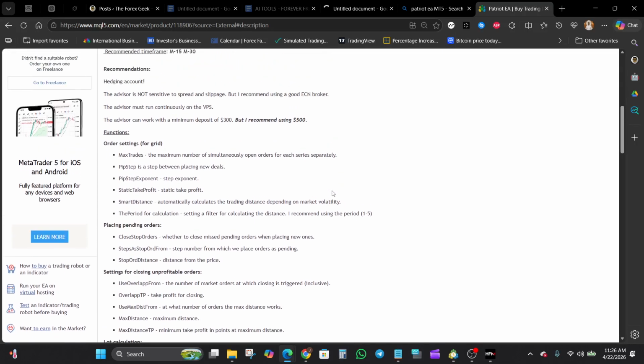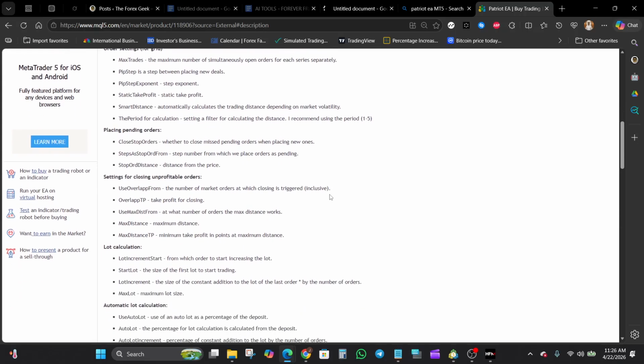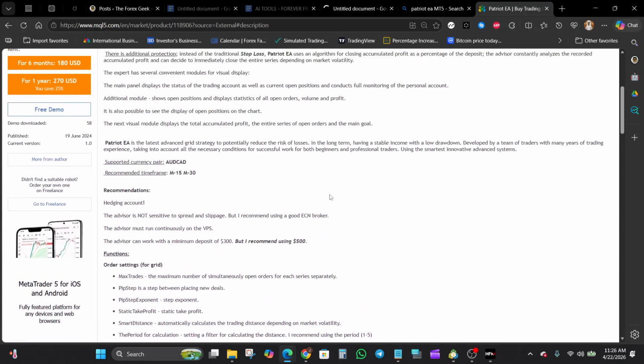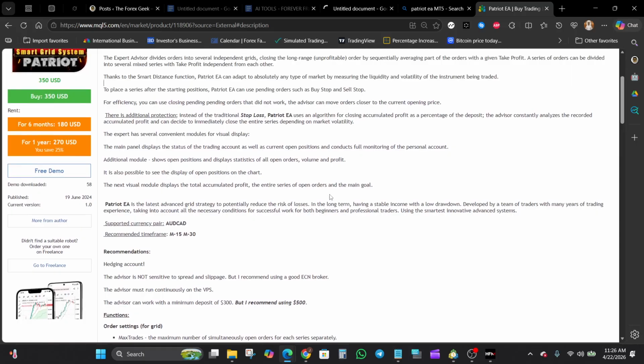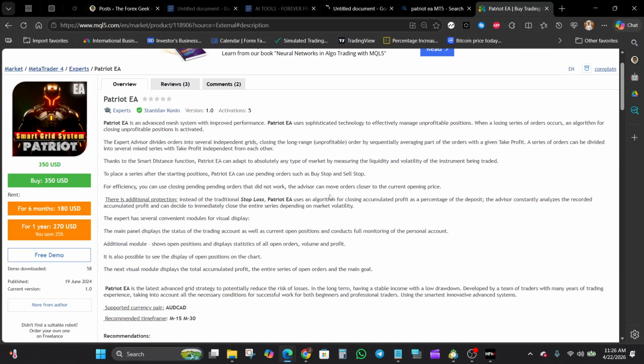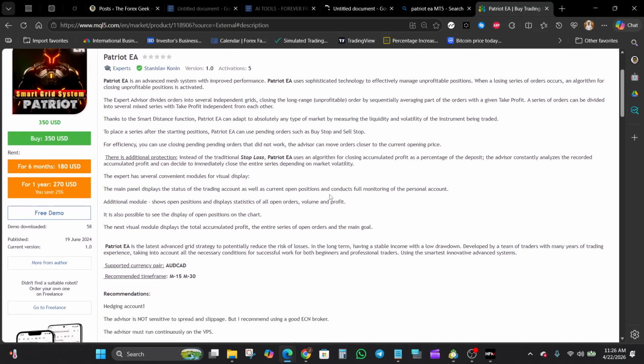Another key feature is how it handles losing positions. Instead of using a traditional stop loss, Patriot EA uses an overlapping and averaging mechanism. All right. So what it does is it gradually builds positions and then tries to close parts of those positions at a calculated take profit level. This can help recover drawdown over time, but it also means the EA is exposed during strong directional moves, especially if price keeps moving against the grid.